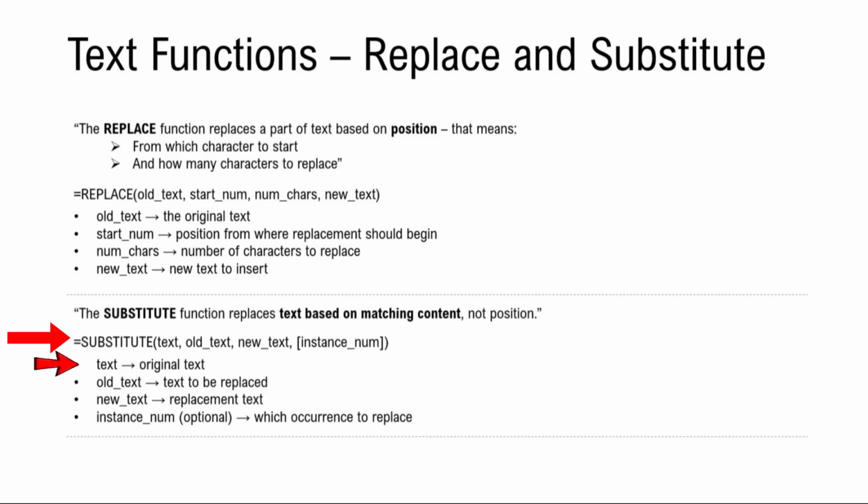The first input is text, which is the original text. The old text is the text to be replaced. The third input, which is the new text, is the replacement text. And instance number is an optional input, which is the occurrence to replace. So let's understand how we can use the substitute function.